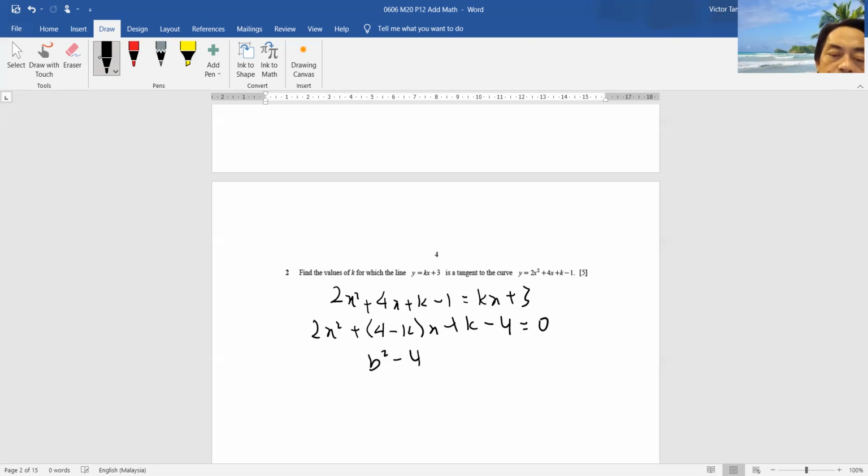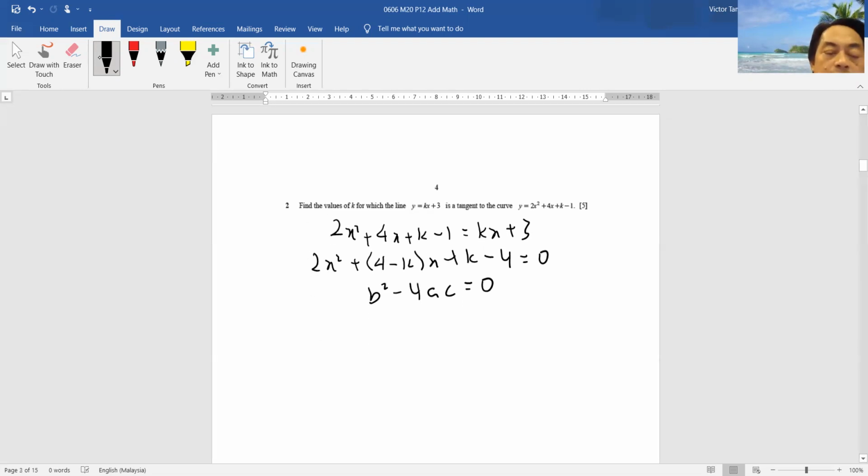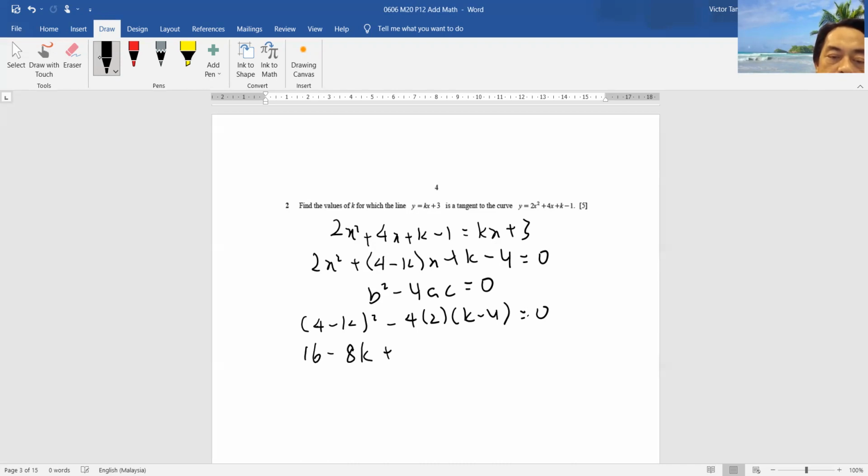So if it's a tangent, b squared minus 4ac equals 0. So b is 4 minus k, (4 minus k) squared minus 4, a is 2, c is k minus 4. Okay. Expanding, you get 16 minus 8k plus k squared minus 8k, 4 times 4 times 2 is 32. Okay. So rearranging, k squared minus 16k plus 48 equals 0.